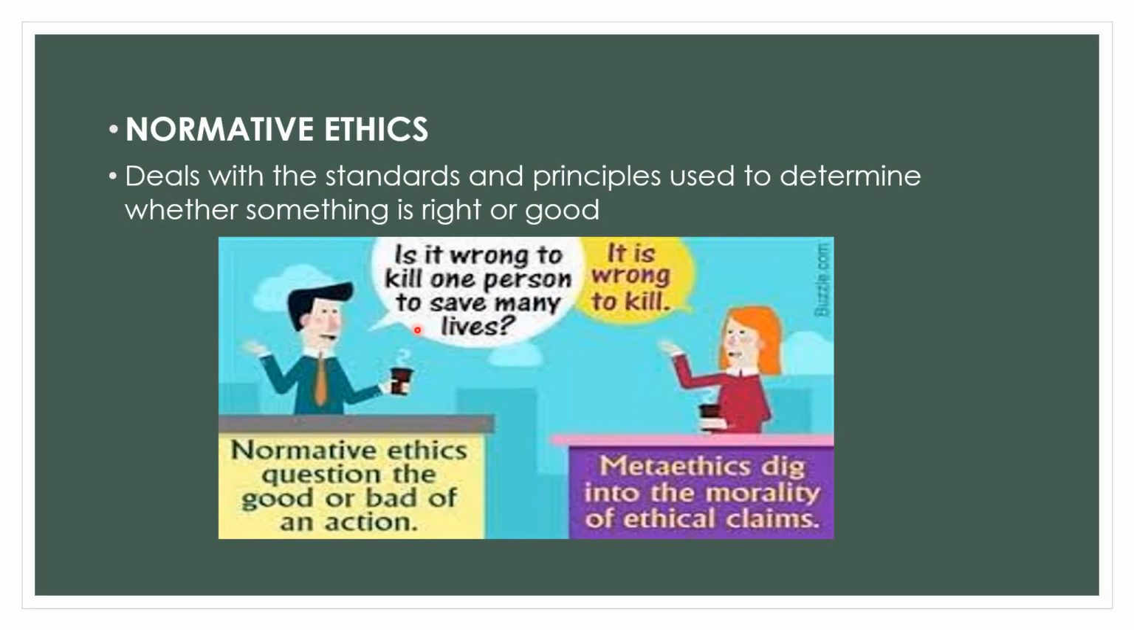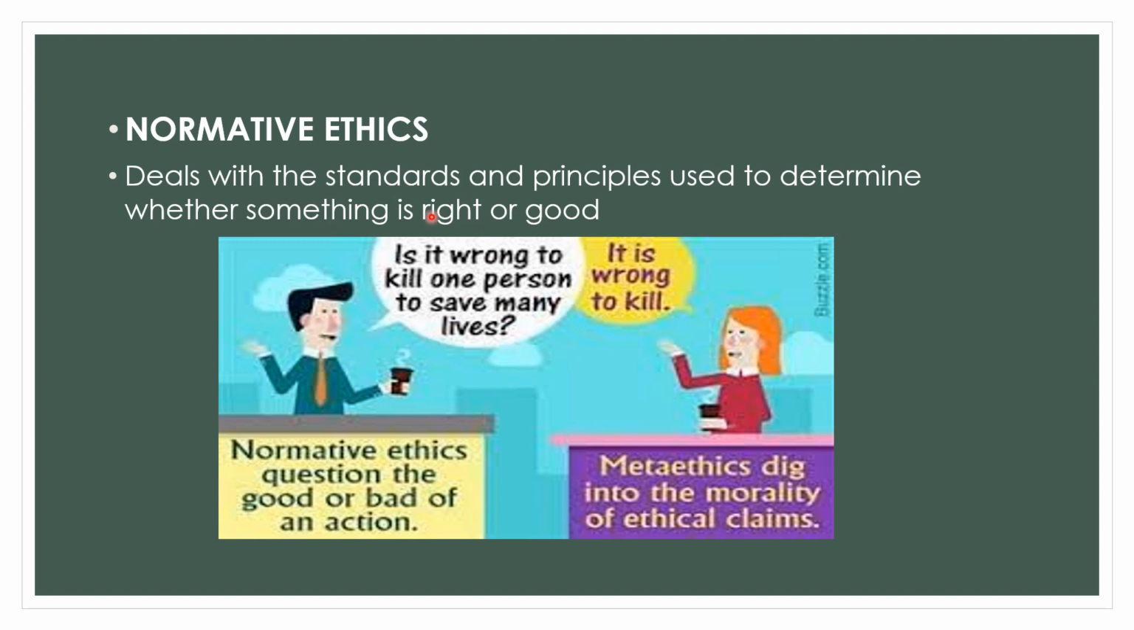Normative ethics. Normative ethics is dealing with the standards and principles which are used to determine whether something is right or wrong. See, it is actually questioning whether the good or bad of an action. Let's take the example. Is it wrong to kill one person to save many lives? So for example, a terrorist is trying to attack many civilians. So the police is asking, is it not right to kill that particular terrorist in order to save many lives? So this is what normative ethics talks about.